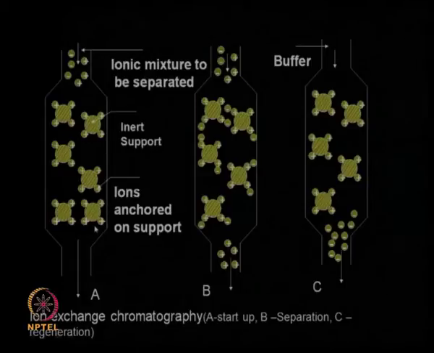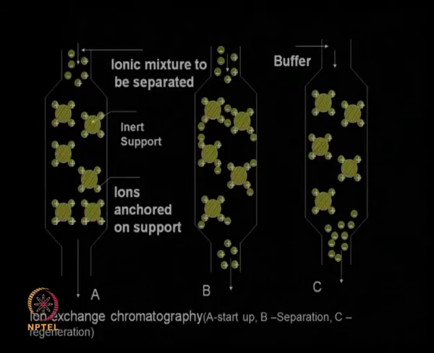So you can have positive ions anchored to the support, you can have negative ions anchored to the support. So either you can have anion exchange chromatography or you can have cation exchange chromatography, or you can have both the ions anchored to the support. That means such a chromatography, a combination of anion and cation exchange chromatography, can separate out all the salts from a protein.